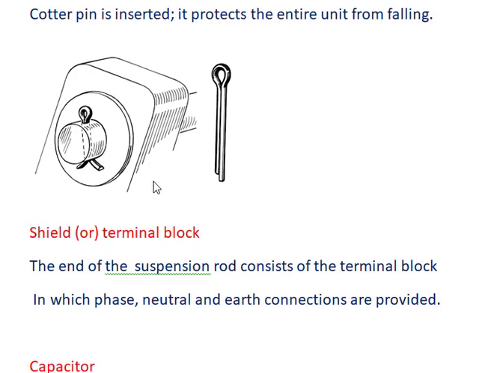Another is the shield, the terminal block. The end of the suspension rod consists of a terminal block in which the phase wire, neutral wire, earth wire and these connections are provided. So the phase, neutral and earth connections are given at the terminal block.